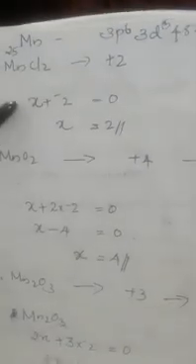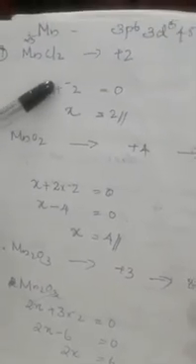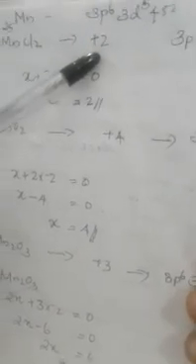Then how is this oxidation state obtained? Last year you learned by putting X for this element in the various compounds. In MnCl2 its oxidation state is +2. How does this +2 come? Put X for Mn. We know the oxidation state of chlorine is -1. -1 into 2, that is -2, plus X is equal to 0. So X is equal to +2. That means you got the +2 oxidation state.